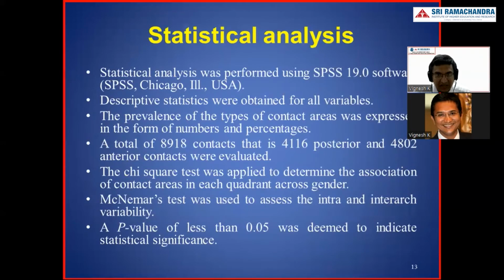Statistical analysis was then done. A total of 8,918 contacts, which were differentiated into the posterior and anterior contacts, were evaluated. The chi-square test was used to determine the association of contact areas, whereas the McNemar test was used to assess the intra and interarch variability. As always, a p-value of less than 0.05 was deemed to indicate statistical significance.